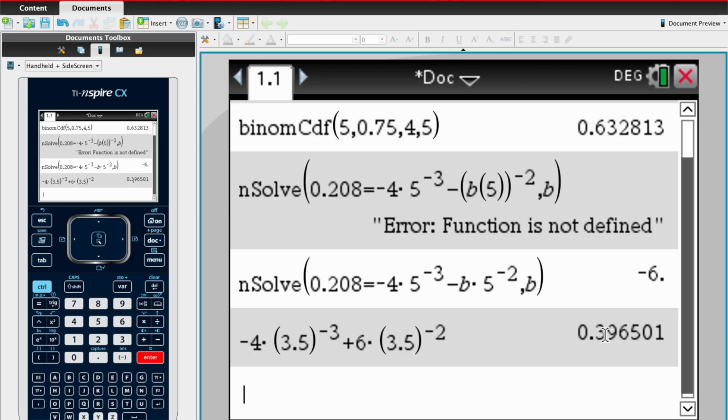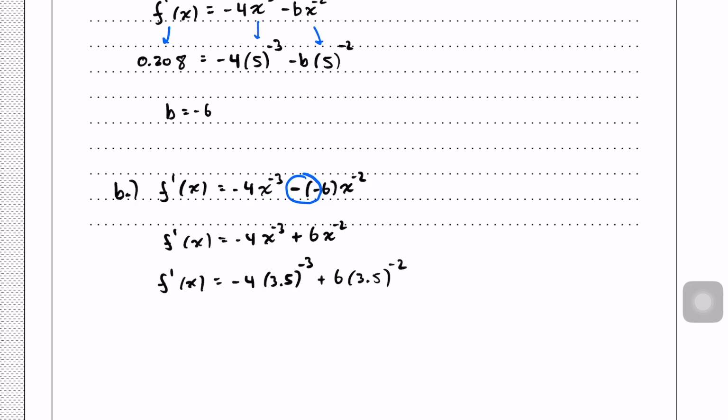Okay, and the answer is 0.3965. What we really need to know is that it's positive, and so it's a positive slope. It's increasing at this point. So let's go back to the document and write this out. All right.